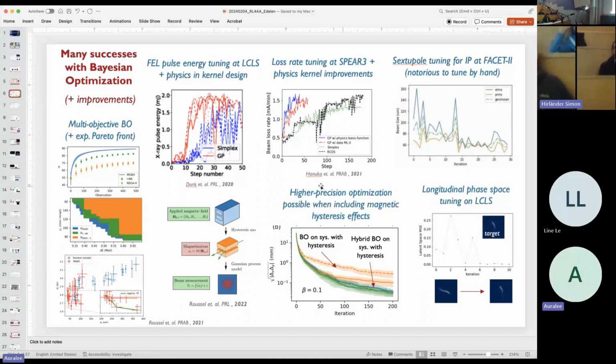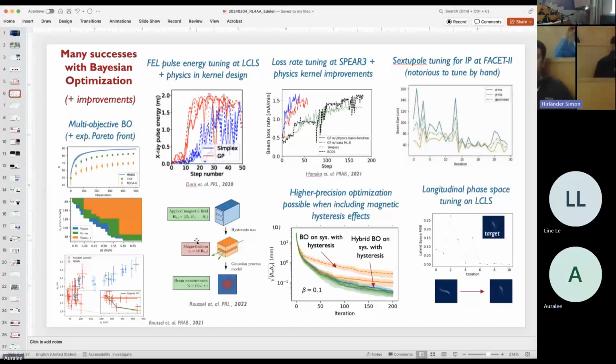We've also addressed things like magnetic hysteresis with BO. In this case, we applied a simple differentiable physics simulation for the hysteresis process in conjunction with the Gaussian process model, and folded that into BO and found that we were able to get much higher precision optimization when we did that. So this solves a very long-standing problem across the accelerator field with dealing with magnetic hysteresis while trying to tune.